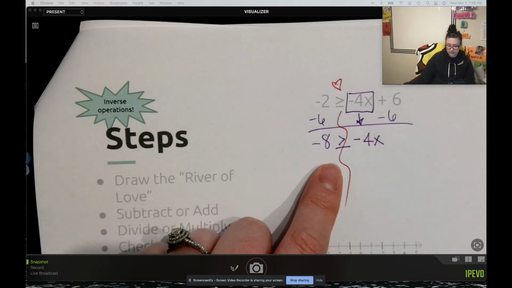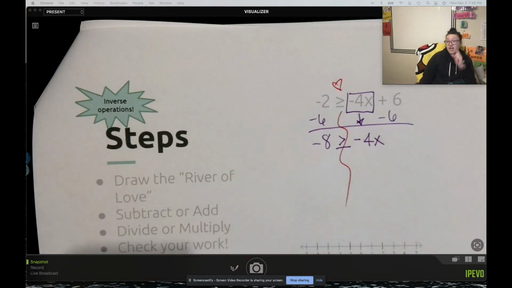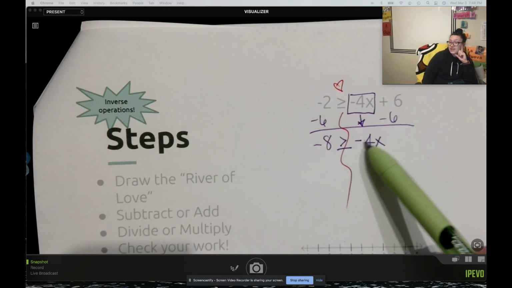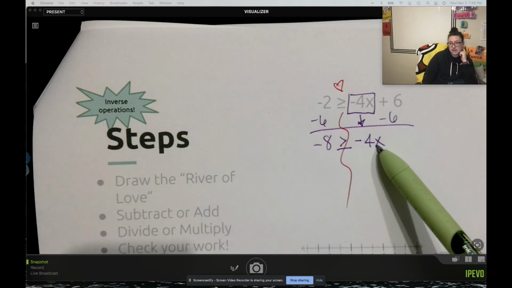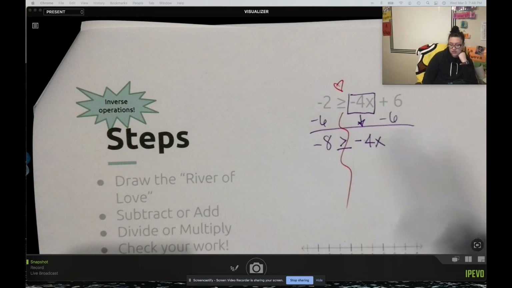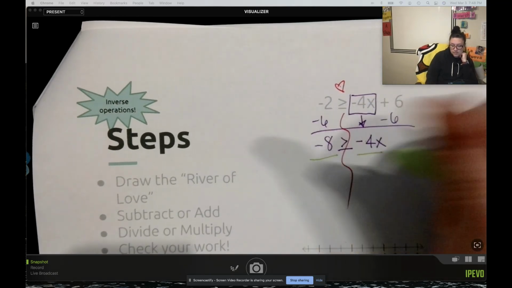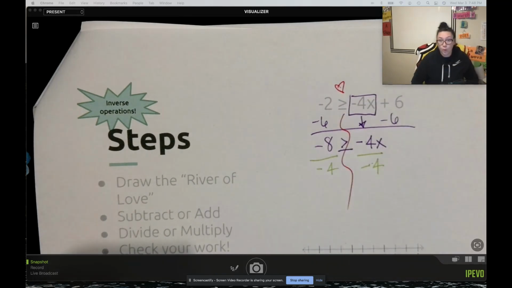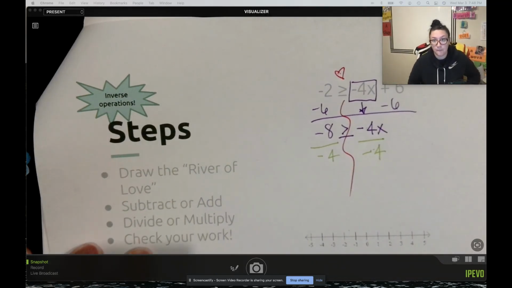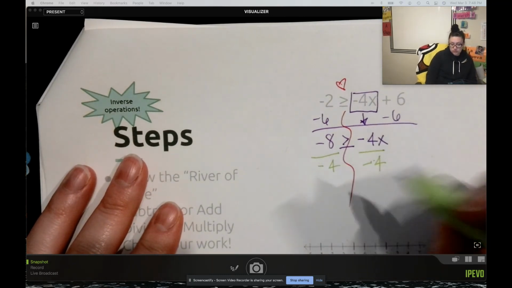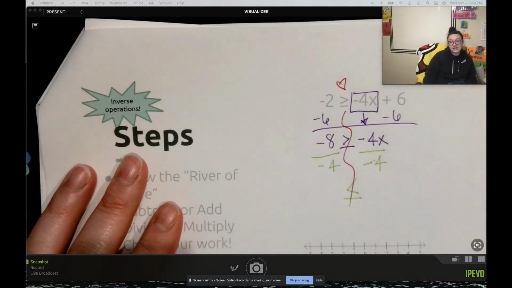What's next? Some people, when they see this, they want to add 4. But that's not subtracting 4, that's a -4. That's being multiplied times x. I have to get rid of that multiplication because I'm not subtracting it from anything. So I need to divide both sides by -4. What happens when I divide by a negative? I've got to flip my sign. So it was greater than or equal to, and now it becomes less than or equal to.